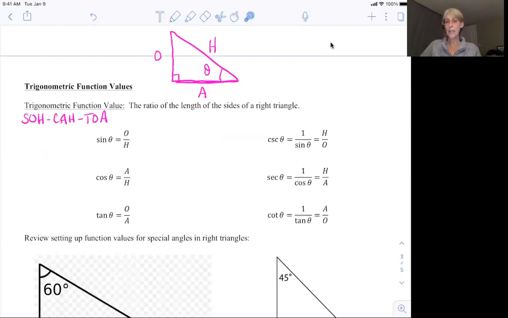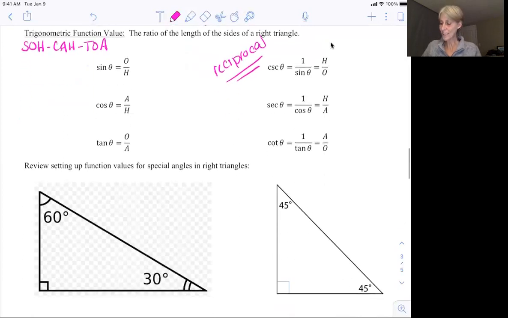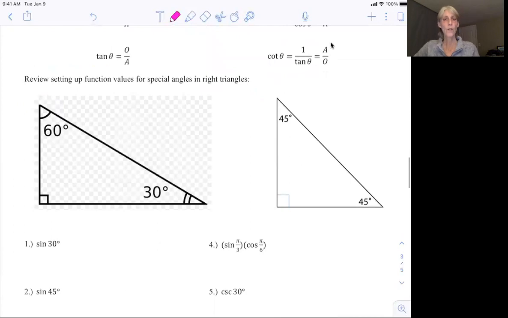The secant is 1 over cosine or hypotenuse over adjacent. And the cotangent is the reciprocal of the tangent function, and it's adjacent over opposite. So these are our reciprocal functions. And I know that this is a lot in one day, but it's all stuff you've seen before. When we set up function values for special angles in right triangles in previous courses, you should have learned the side lengths that we use.